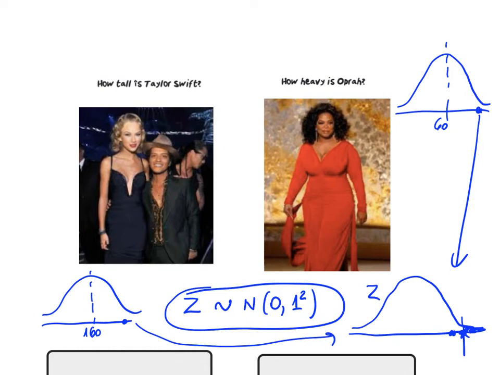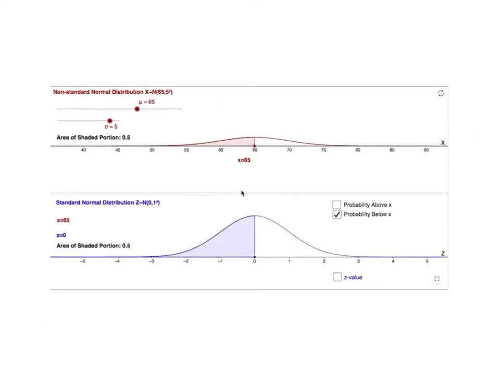Now the question is, how do I move from any normal distribution with mu, the mean, and sigma squared, the variance, how do I move to the Z distribution? The idea we are going to explore now is how we move from any non-standard normal distribution to a standard normal distribution. A standard normal distribution has a mean 0 and a standard deviation 1. A non-standard can have whatever mean I want and whatever standard deviation I want.